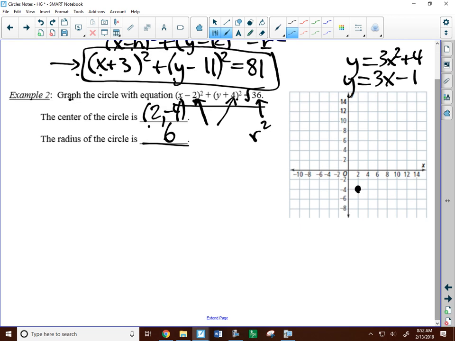Technically, this is where you would use your compass. Now, I'm okay if you just want to sketch it for this, but you just do a radius of 6, so that'd be here, and then you would draw your circle with the compass. Now, if you don't have a compass out, you could just do up, down, left, right, 6, and then make a sketch.